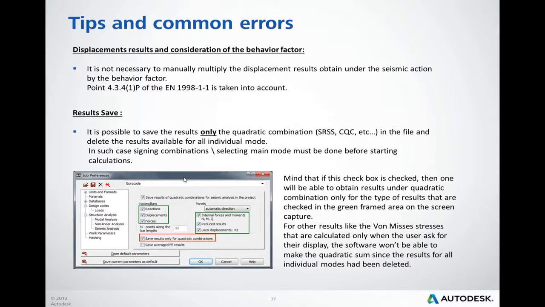About the behavior factor, it's not necessary to multiply the displacement results obtained under the seismic action by the behavior factor. The 0.4.444 is automatically taken into account by Robot.